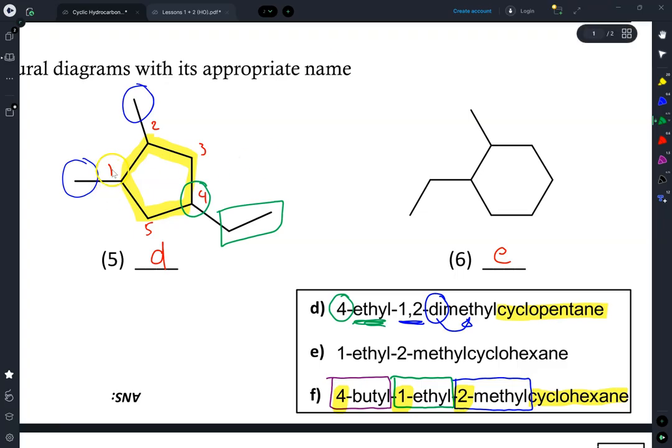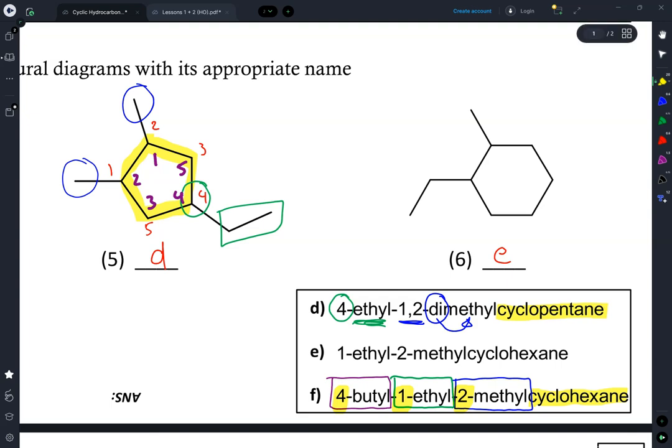Now, I did choose to start from this methyl group, 1, 2, 3, 4, 5, counting in the clockwise direction. But I also could have started on this methyl group over here and counted in the counterclockwise direction, 1, 2, 3, 4, 5. But in both cases, you would still end up with the same numbers, 1, 2 for the dimethyls and a 4 for the ethyl group. So it doesn't really make a difference if I chose the red counting direction or the purple counting direction.